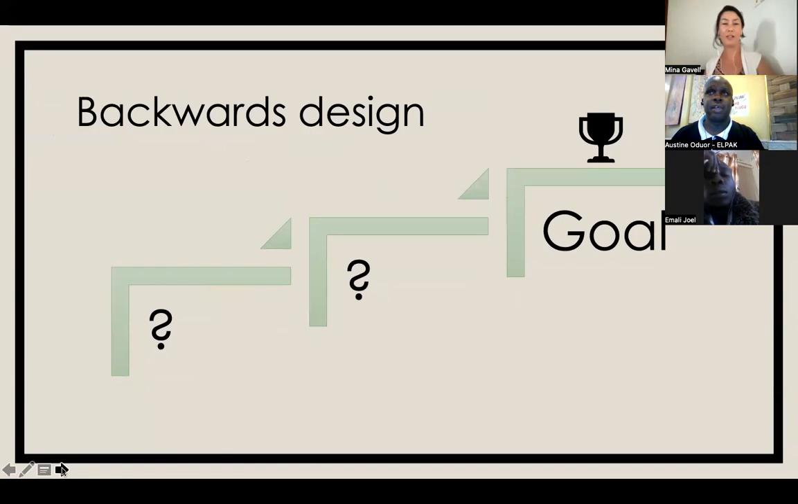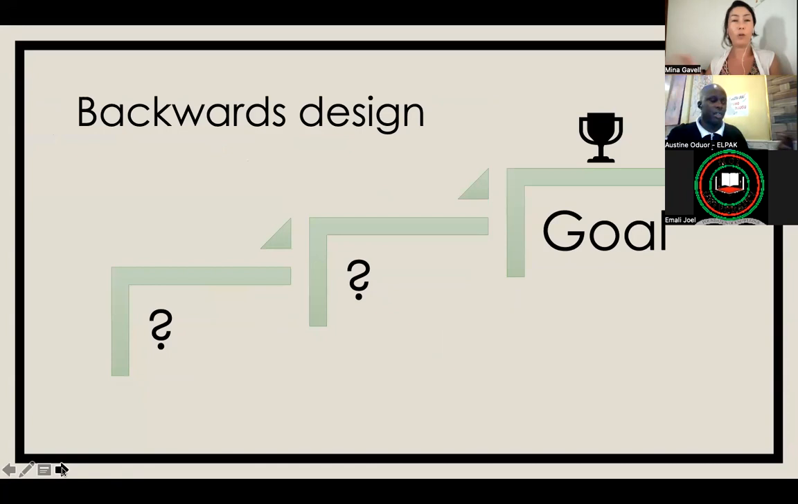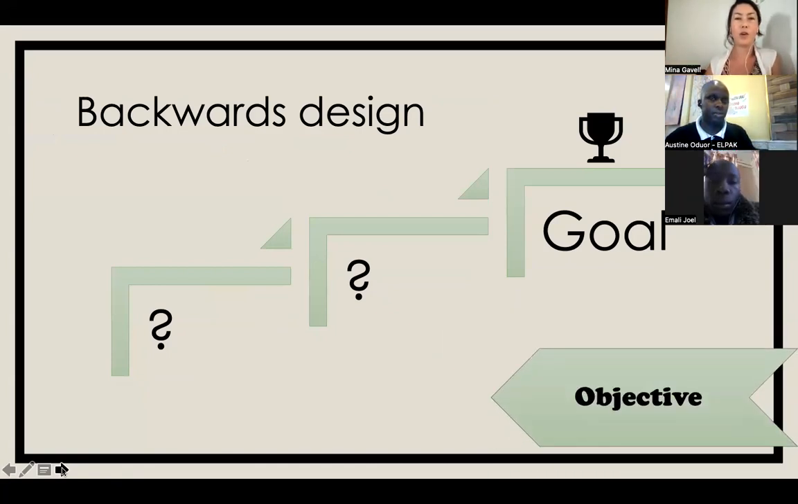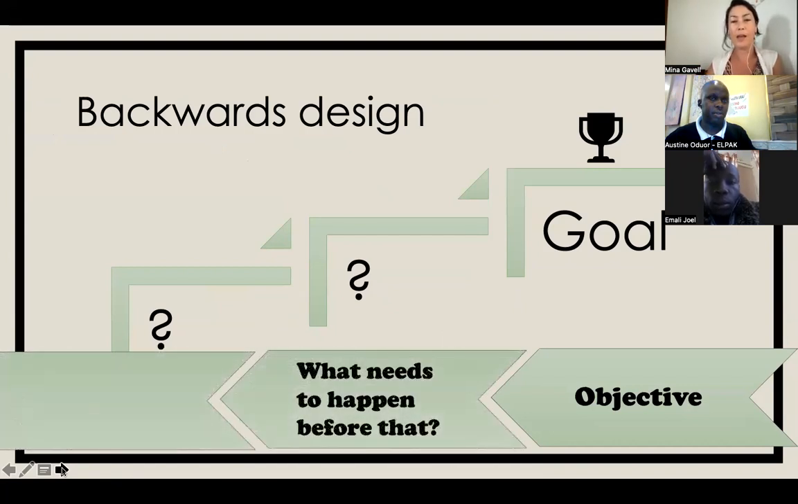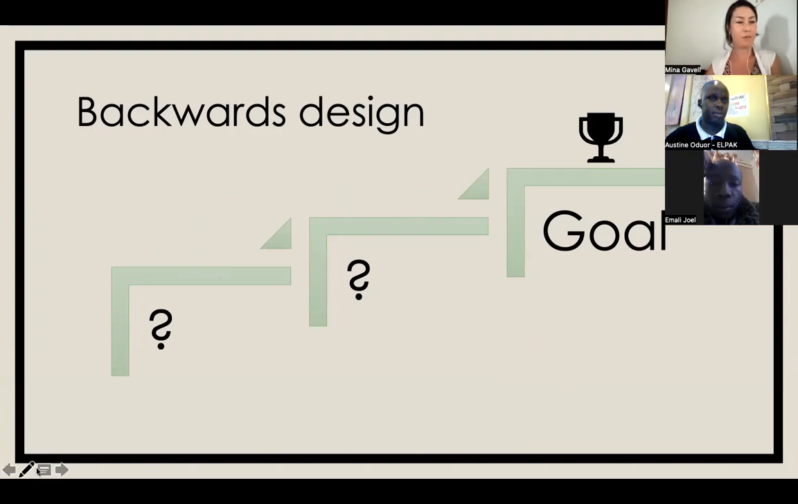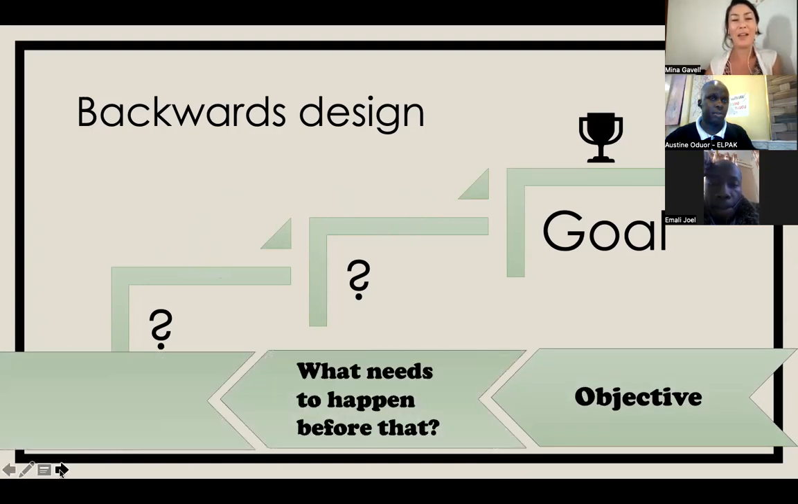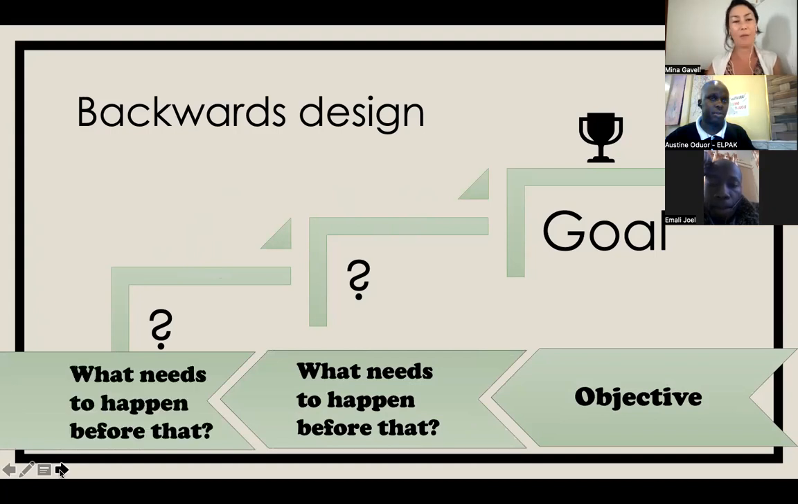All right, finally, we're going to look at backwards design. Backwards design is where we look at our goal first, and then we move backwards from there. So our goal is our objective. What do we want students to be able to do? And if we want students to be able to do this, well, what needs to happen here? And if we want students to do this, what needs to happen here? And so we're going backwards to plan out a lesson, starting with the goal and moving backwards.